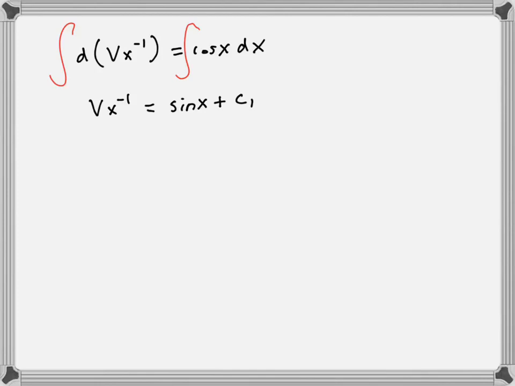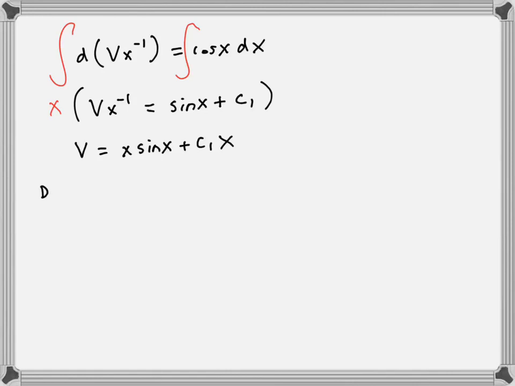Remember, this is a second order differential equation, so we expect that we're going to get a second constant of integration later. And we will, because remember, we still have another differential equation to solve, okay? So I'm going to go ahead and multiply both sides here by x so we can get v by itself. And so we're done. V is equal to x sine x plus c1x.